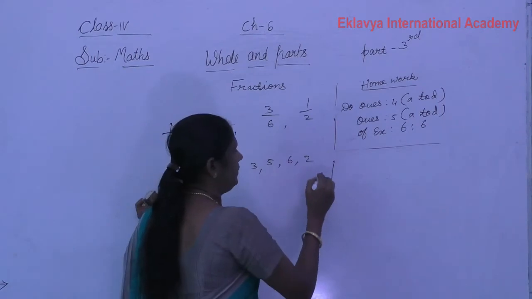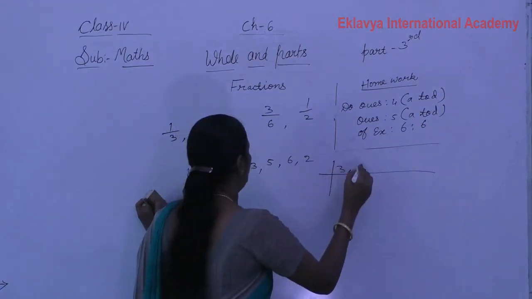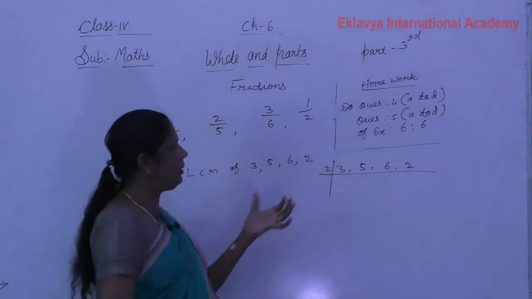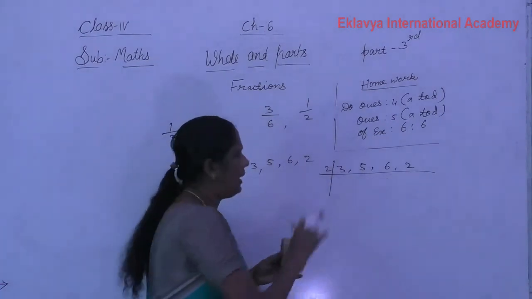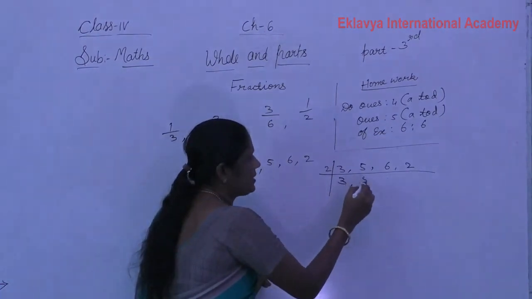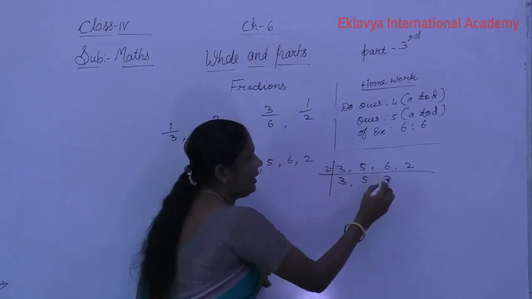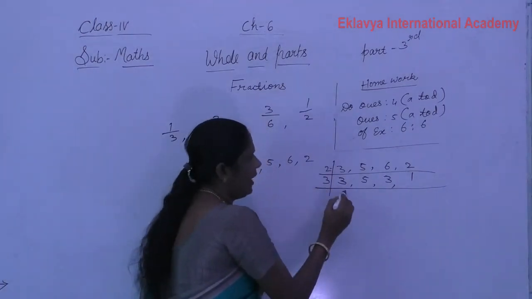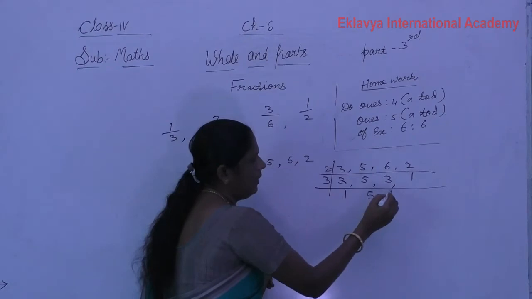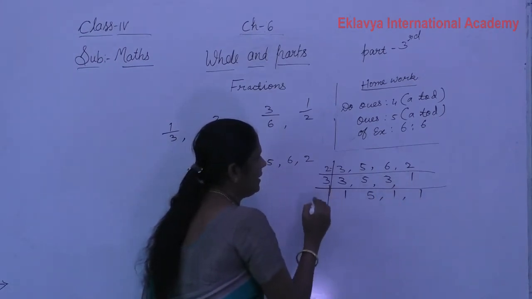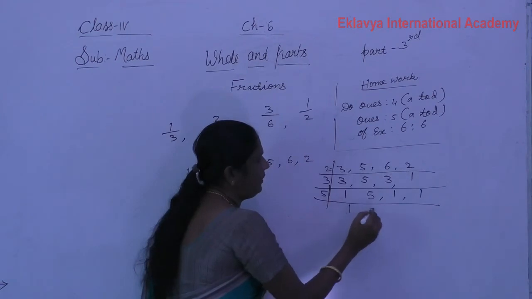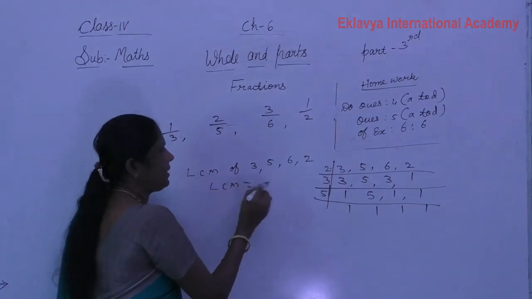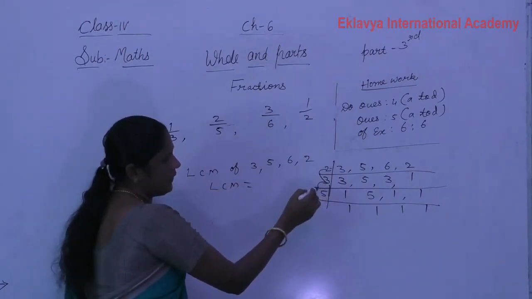Here we find the LCM of 3, 5, 6, 2. First prime number 2. Does the table of 2 go in 3? No. What do we do? As it is, right. Here how many times does it go? 3 times. Here 1 time. Again which table goes? 3. 1 time, as it is. Then next 5. 1, 1, 1, 1. Our LCM is equal to 2 3s are 6, 6 5s are 30.